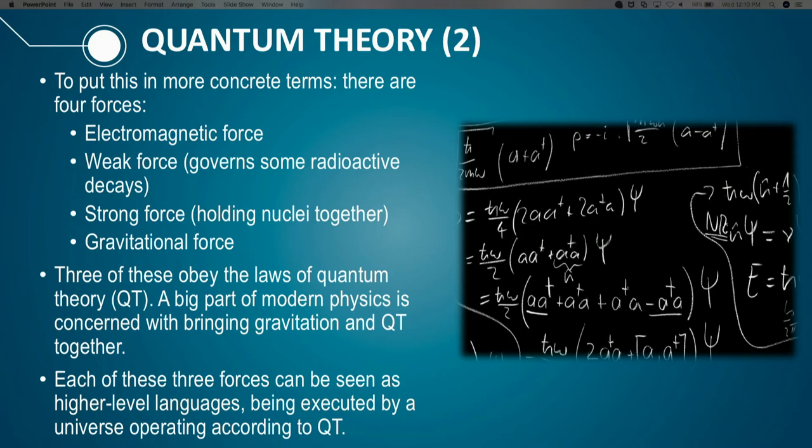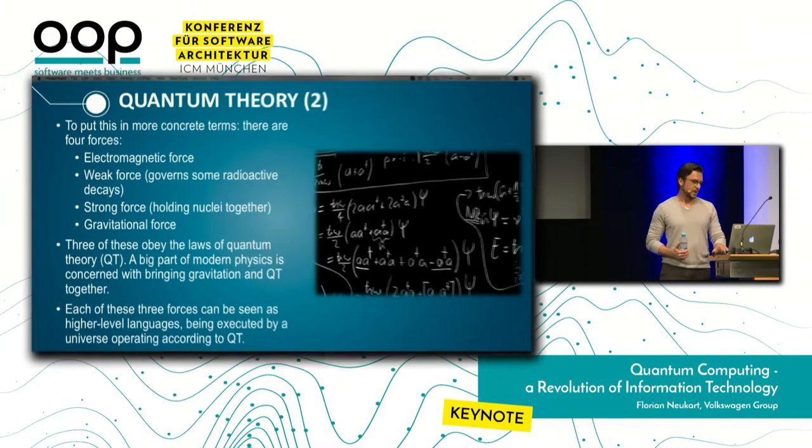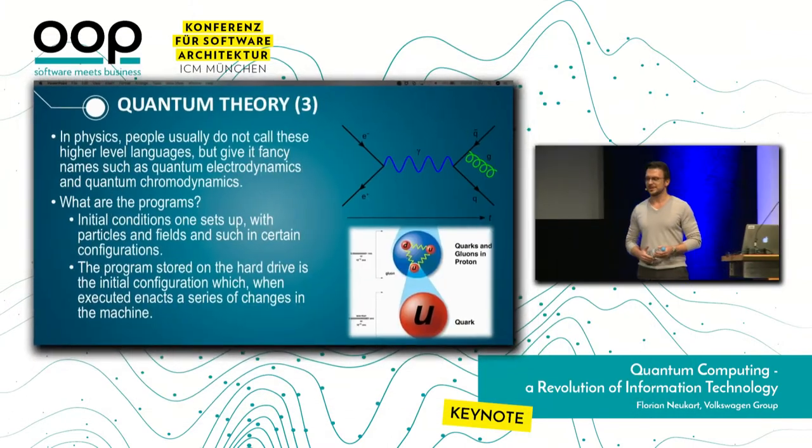I'm a computer scientist by education, so each of these three forces, we can say, is a higher level language. And everything beneath these higher level languages, the machine code, so to say, is quantum theory. So higher level languages sitting on top of quantum theory, and we're fairly certain that with gravity, it will happen as well. Probably some PhD student finding it and not big research organizations.